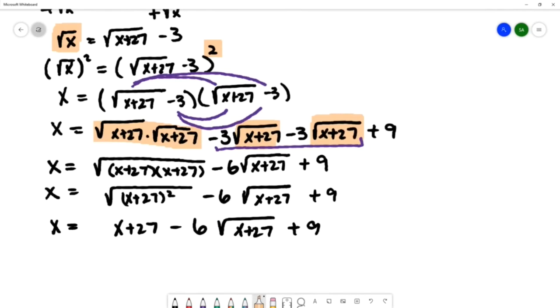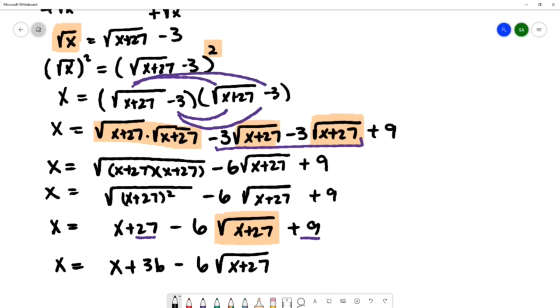So we've accomplished our first goal, which was to eliminate this radical. But as you can see, we still have a radical in the equation. So now we have to repeat that process over again. We now have to isolate this radical and then square both sides to get rid of it. Before we do that, let's do a little bit of cleaning up. We have some like terms we can combine together.